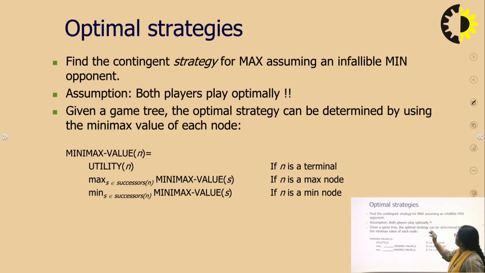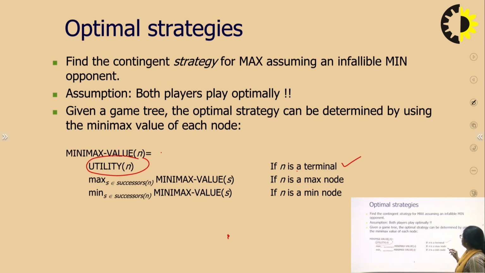The optimal strategy can be determined by using the minimax value of each node. So what will we use? Minimax value. Now what is the minimax value? Let me say n is the node. What is the minimax value of the node n? There are 3 situations: either it will be a terminal node, or a max node, or a min node. If it is a terminal node, then we will take the utility of the node.